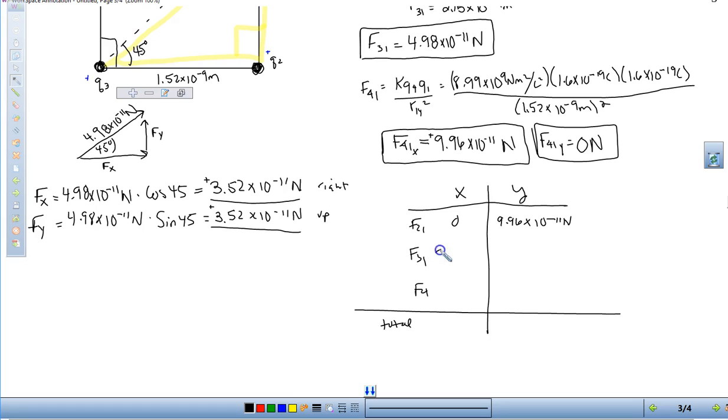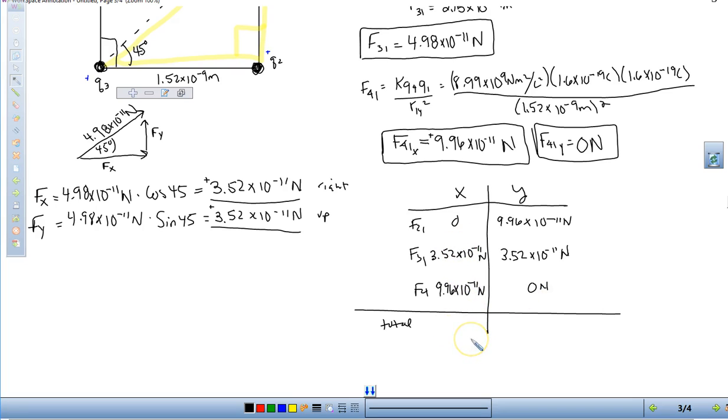F31 we have right here. They're both the same value. Oops, let me write that the right way. It's 3.52. There we go, 3.52. Sorry about that. Okay, both positive, so I'll leave them like that. In this case, our x value for the fourth one is this one right here. And this one is 0.